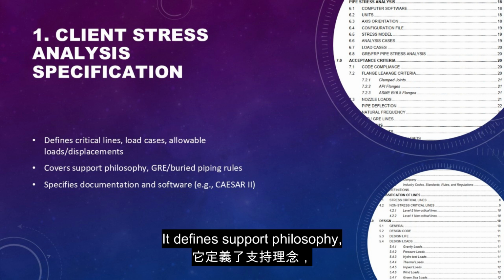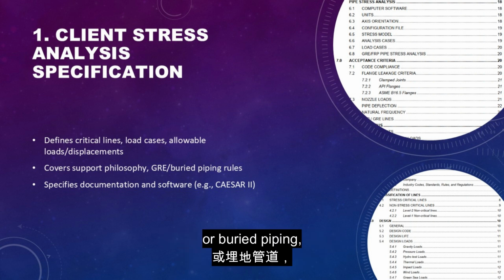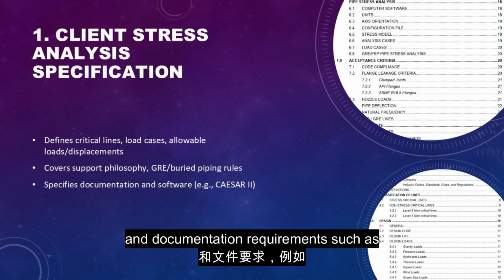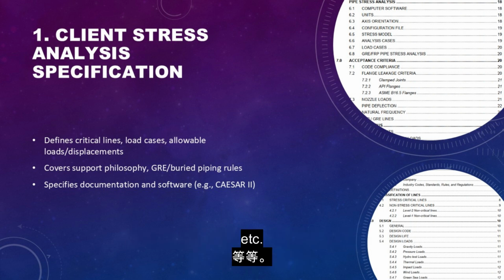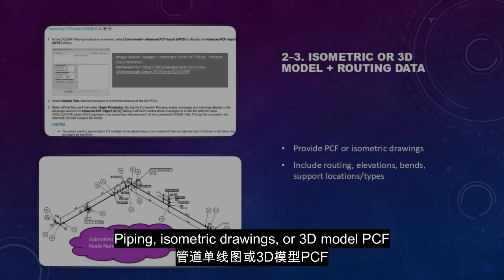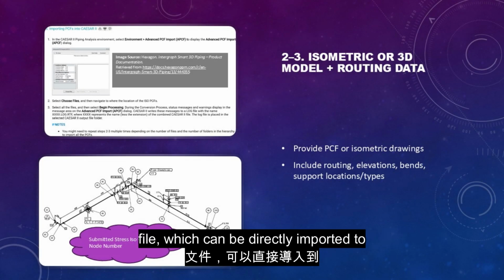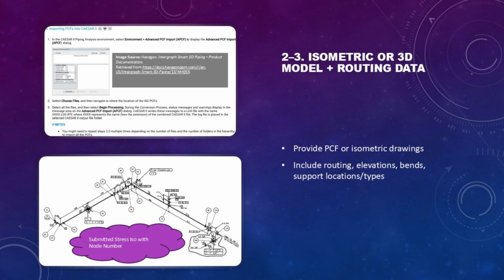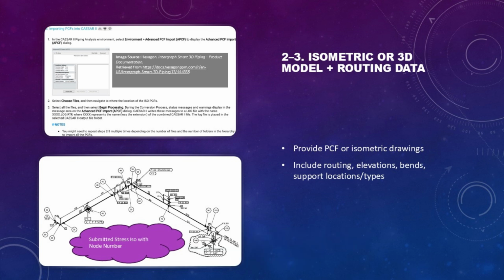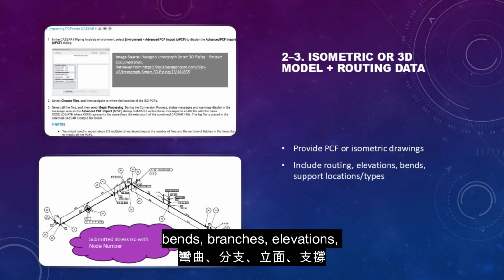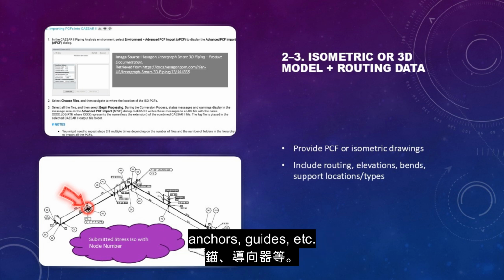It defines support philosophy, special cases like GRE or buried piping, and documentation requirements such as stress reports and software to be used, etc. 2. Piping isometric drawings or 3D model PCF file, which can be directly imported to Caesar. 3. The following details are required: line routing, lengths, bends, branches, elevations, support locations and types, anchors, guides, etc.